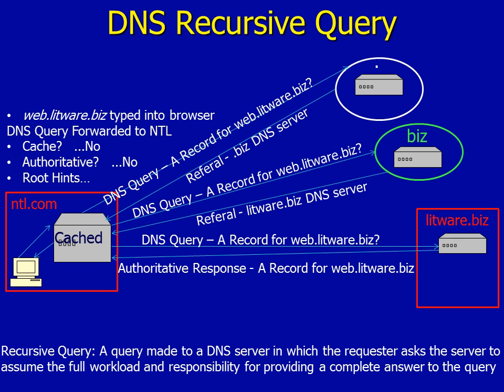That DNS server then completes the full process and passes the IP address back to the user connected to ntl.com, and then they connect using the correct IP address to that web server. So that's the full recursive query.